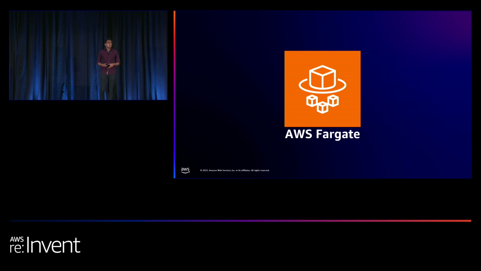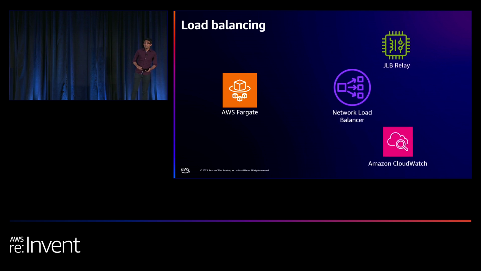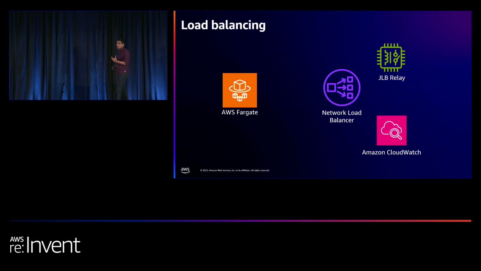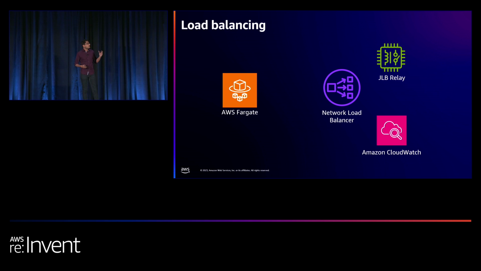Now, Fargate is generally fronted by load balancers, be it an application load balancer or a network load balancer. For our specific use case, we do use both, but today we want to focus on network load balancers and their integration with AWS Fargate. Specifically, we want to take a look at how the network load balancer integrates with Fargate, and we create a custom relay that ensures that any request that's passing through that network load balancer is logged using Amazon CloudWatch.